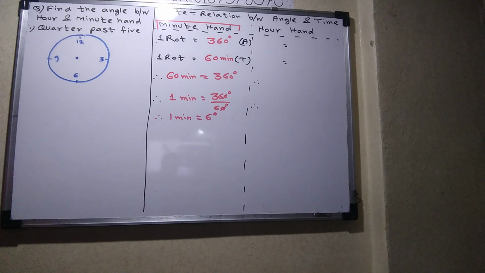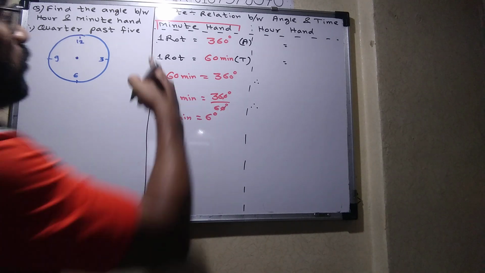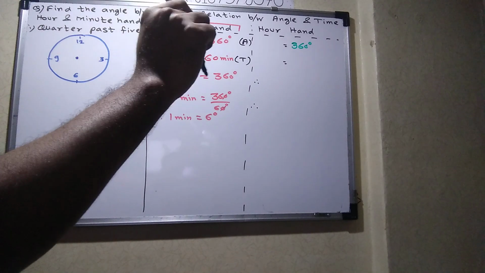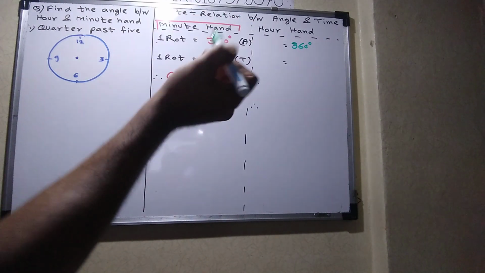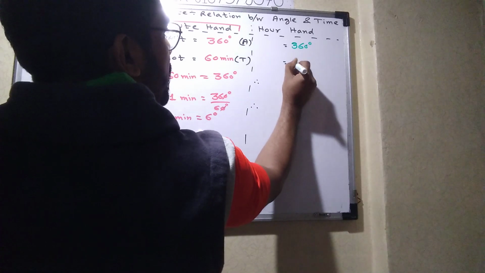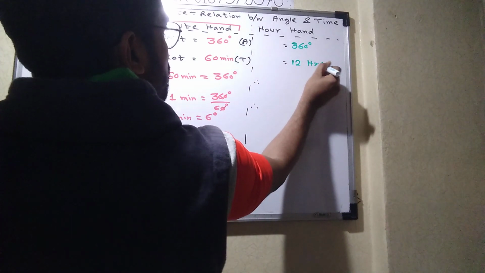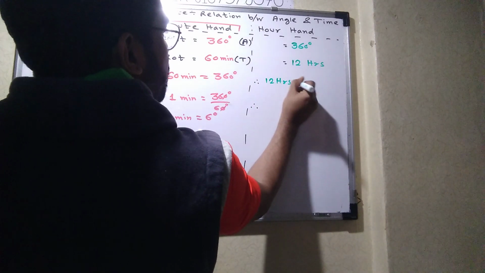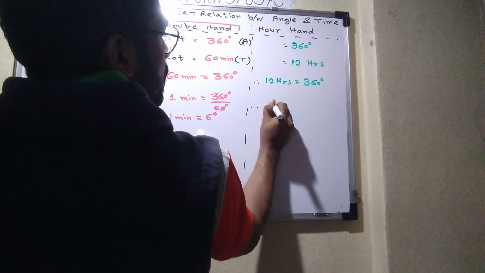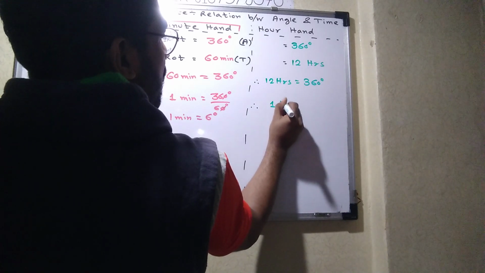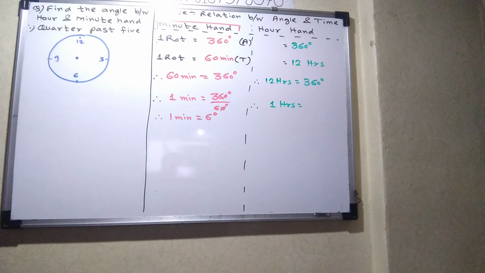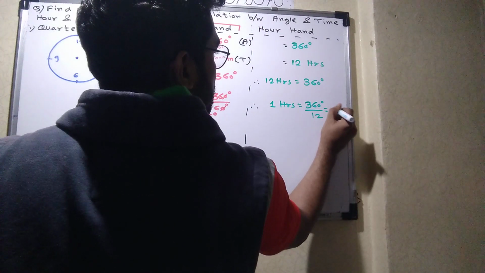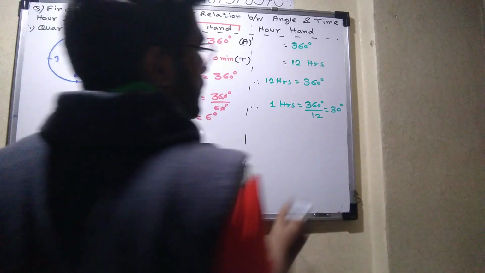Now for the hour hand, one rotation is 360 degrees. But when the hour hand completes one rotation, how much time will be there? It is 12 hours. So 12 hours represent 360 degrees. So 1 hour represents how much for the hour hand? 360 degrees divided by 12, which is 30 degrees.